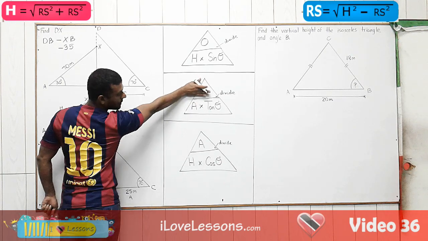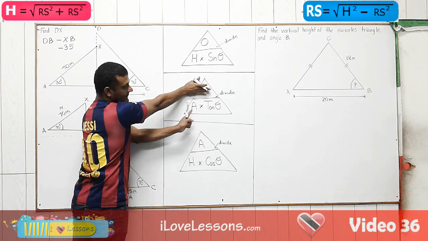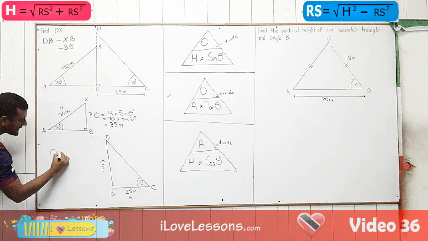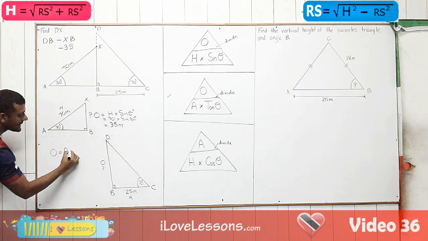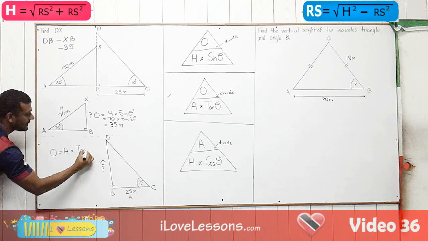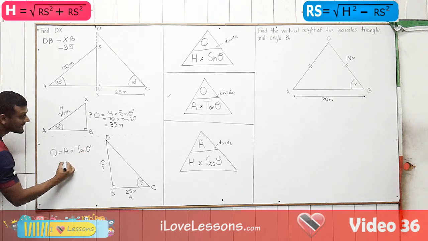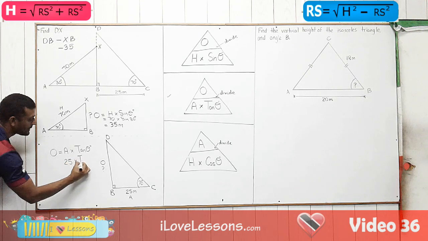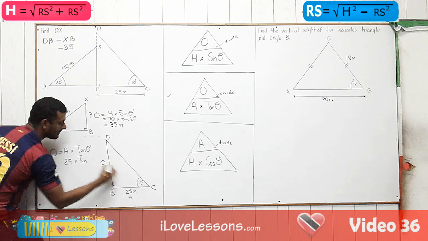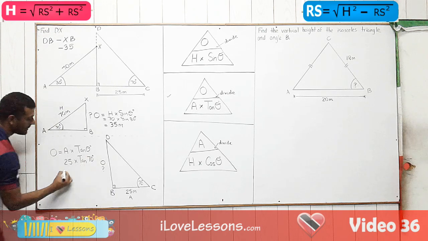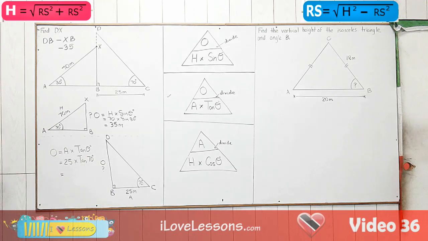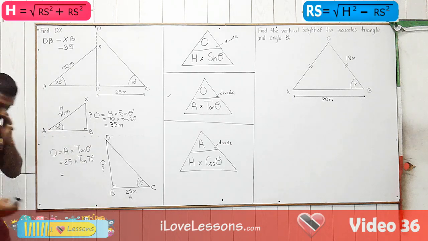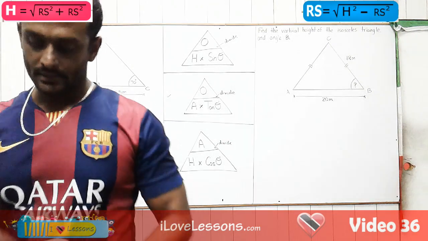To find O, we are left with adjacent multiplied by tan theta. So opposite is equal to adjacent multiplied by tan theta. Adjacent is 25 and theta is the angle we're standing in. So let's just type that in our calculator and we'll get the length of the opposite side, which is dB.